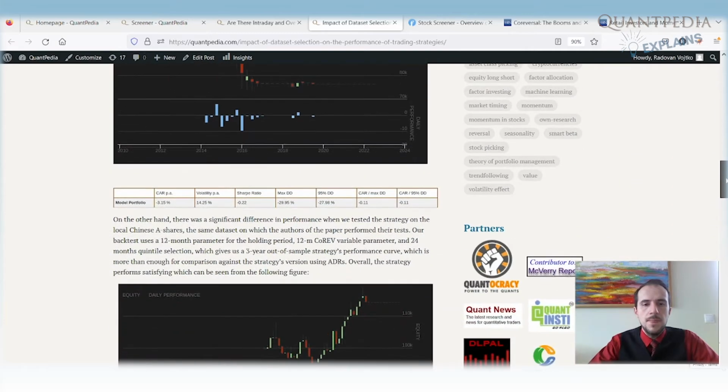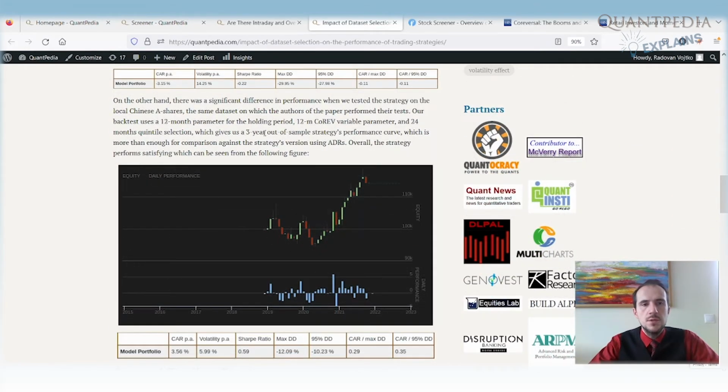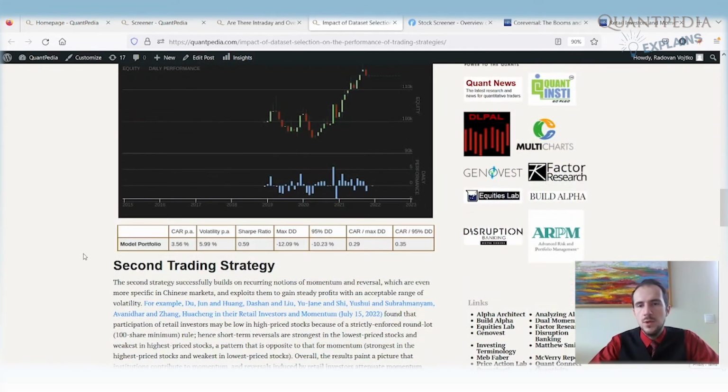On the other hand, when we backtest the performance on the local Chinese A-shares, so in the local mainland market, the performance was positive, with a small drawdown. The strategy works well in the local Chinese market. Why is that so? What is the reason?